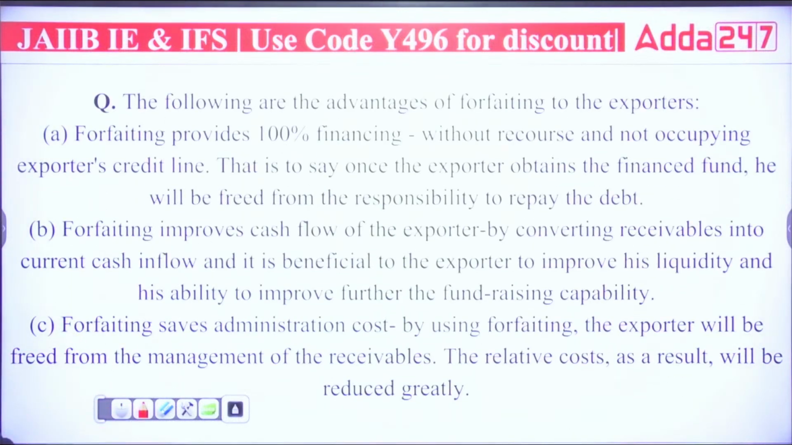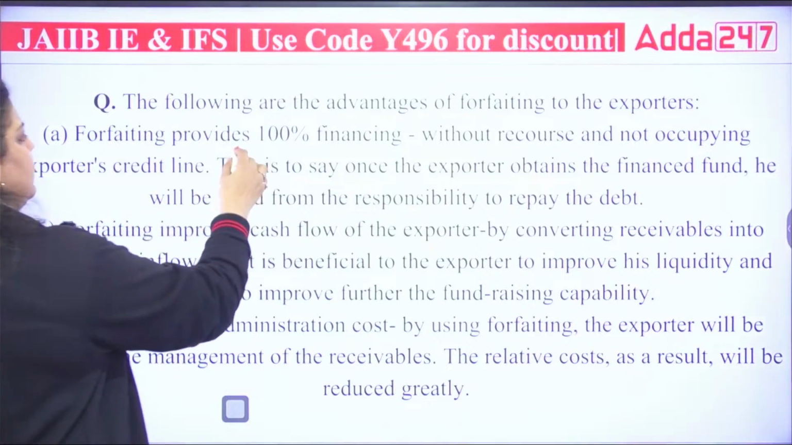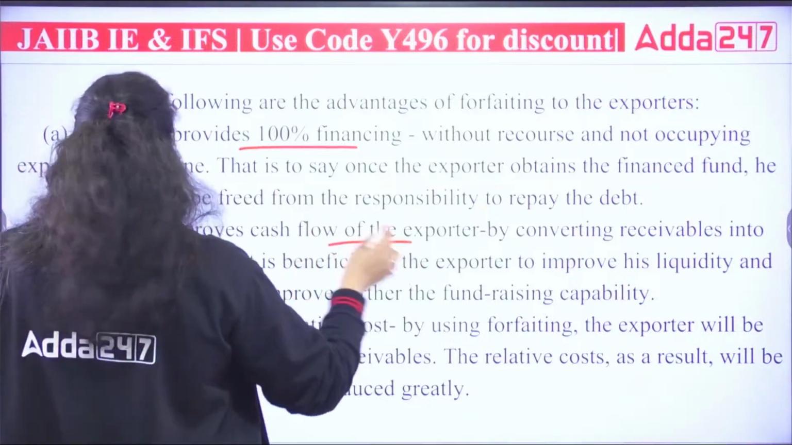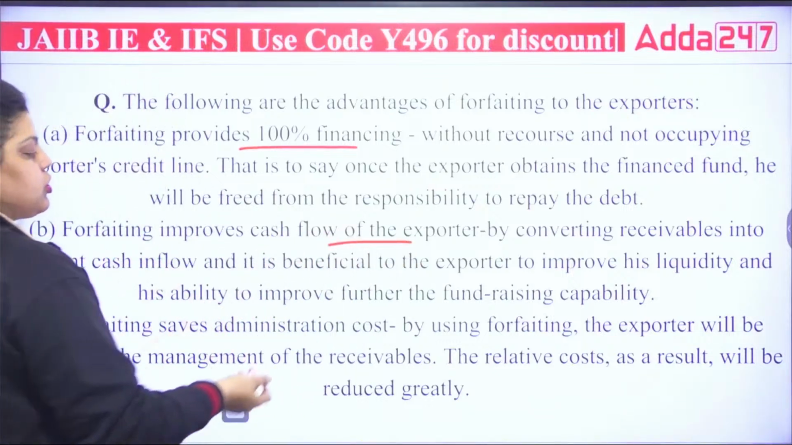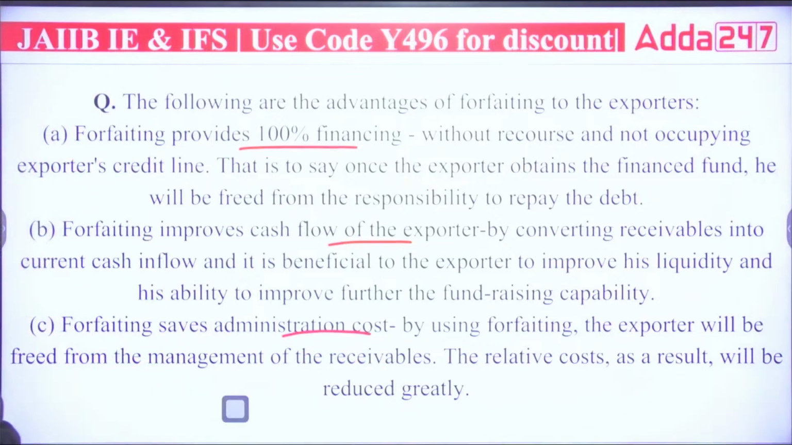The following are the advantages of forfeiting to the exporters. Okay, so certain options have been given. First is saying forfeiting provides 100% financing. Second is saying forfeiting improves cash flows of the exporter. Third is saying forfeiting saves administration cost. And out of these, you have to answer which of the following is correct. Which of the following are forfeiting advantages to the exporter? A, B, C or D?